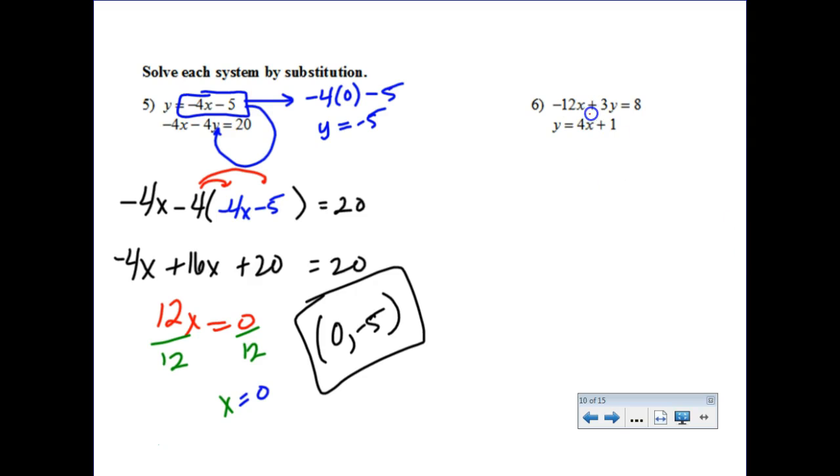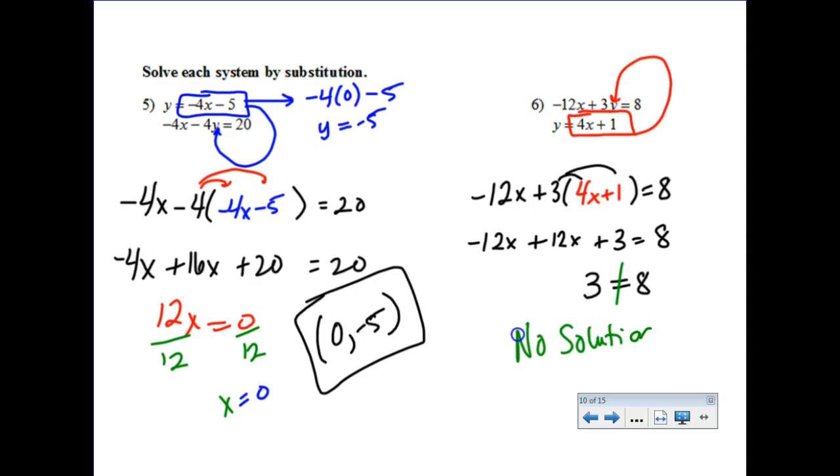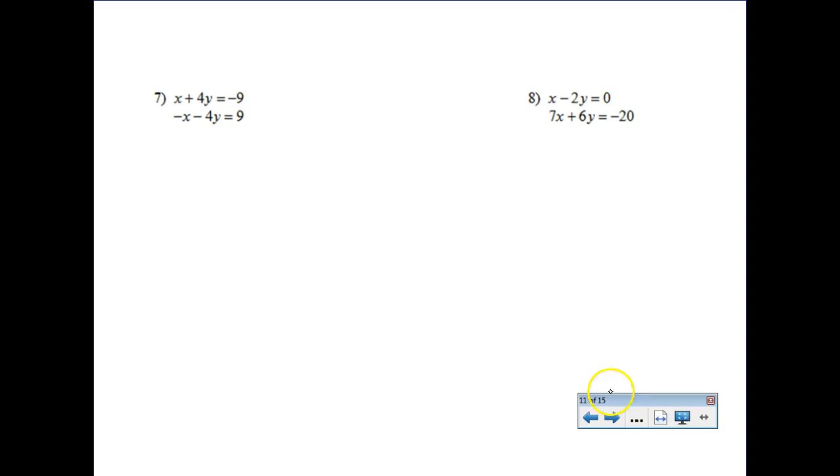This one, I have a recipe for y again. So I'm going to take that recipe into the other equation. Remember we talked about not plugging into your own equation. That's called a loop. Don't do that. So negative 12x plus 3, but we're not using y. We are using 4x plus 1. So negative 12x, that stays. Let's distribute the 3. So plus 12x plus 3. Oh, we're going to have a special solution. The x's are actually going to end up canceling. And we get 3 equals 8. Well, boys and girls, that's not true. So this is the case where you have no solution. Which is cool, because that means I'm done.